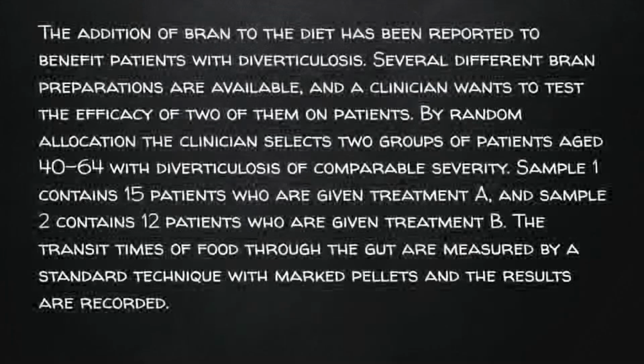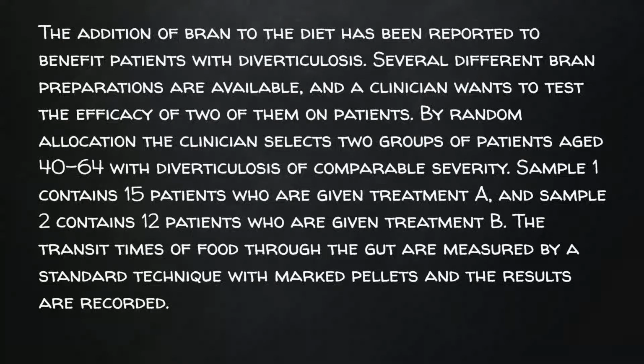The addition of bran to the diet has been reported to benefit patients with diverticulitis. That's a mouthful. Several different bran preparations are available, and a clinician wants to test the efficacy of two of them on patients. By random allocation, the clinician selects two groups of patients aged 40 to 64 with diverticulosis of comparable severity. Sample 1 contains 15 patients who are given treatment A, and sample 2 contains 12 patients who are given treatment B. The transit times of food through the gut are measured by a standard technique with marked pellets, and the results are recorded.